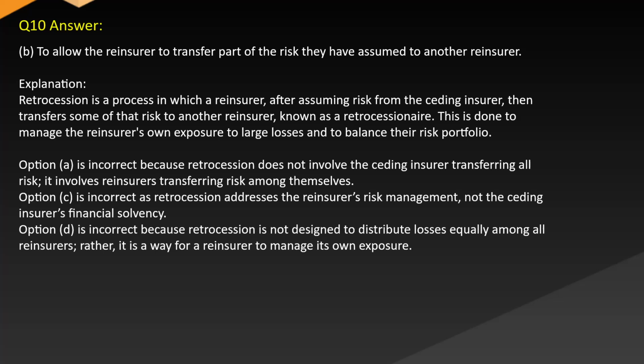Option A is incorrect because retrocession does not involve the ceding insurer transferring all risk. It involves reinsurers transferring risk among themselves. Option C is incorrect as retrocession addresses the reinsurer's risk management, not the ceding insurer's financial solvency. Option D is incorrect because retrocession is not designed to distribute losses equally among all reinsurers. Rather, it is a way for a reinsurer to manage its own exposure.